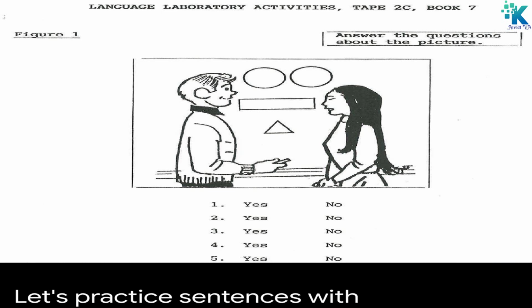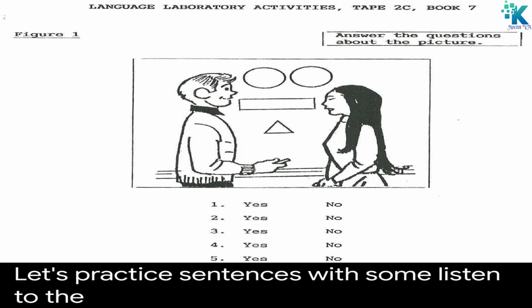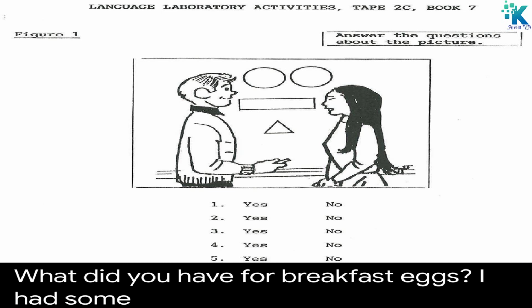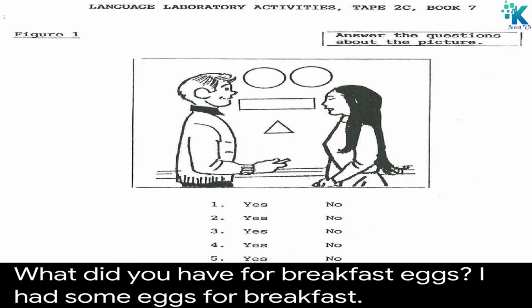Let's practice sentences with some. Listen to the example. What did you have for breakfast? Eggs. I had some eggs for breakfast.